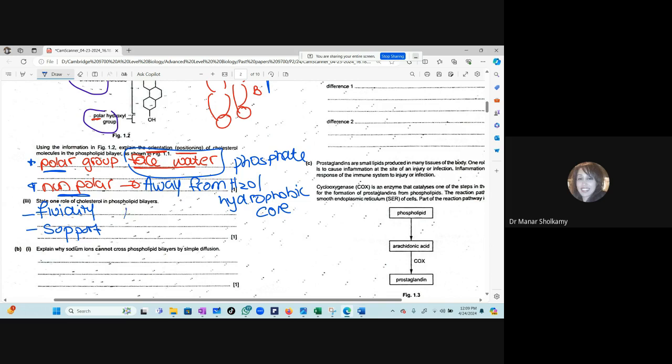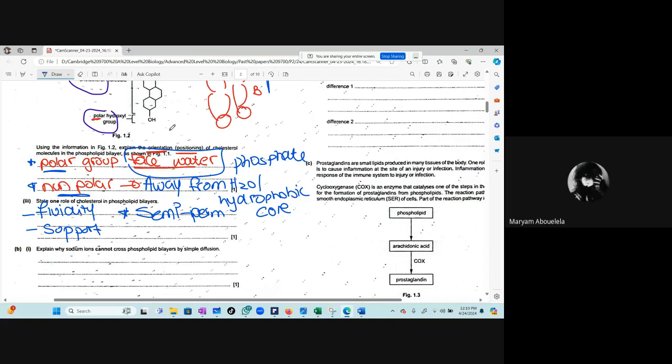What else? They provide support, fluidity, huh? Because they have a hydrophilic part and a hydrophobic part, they also contribute in making the cell membrane what? Semi-permeable. Yes, semi-permeable. So they also contribute in helping the cell membrane become semi-permeable because they only allow polar or non-polar molecules to pass.